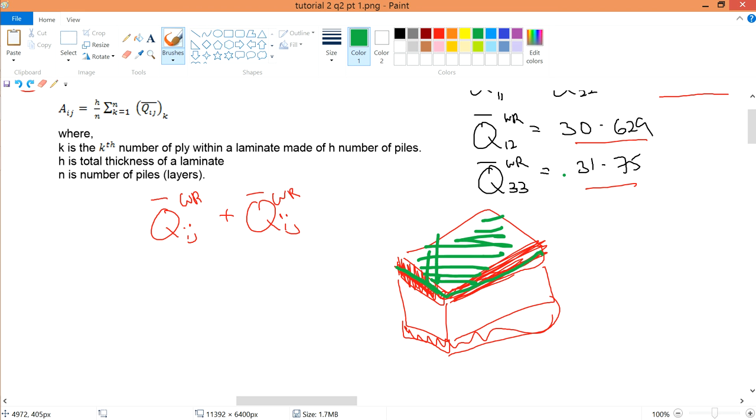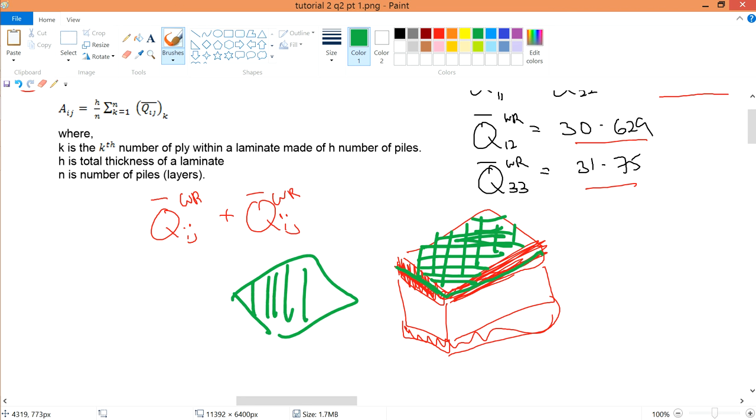I don't know whether you understand what I mean, but anyway, because this is unidirectional, right? However, we have woven roving, as the word suggests. Therefore it's like this, so both of the laminates are like that. Hopefully this is pretty clear.